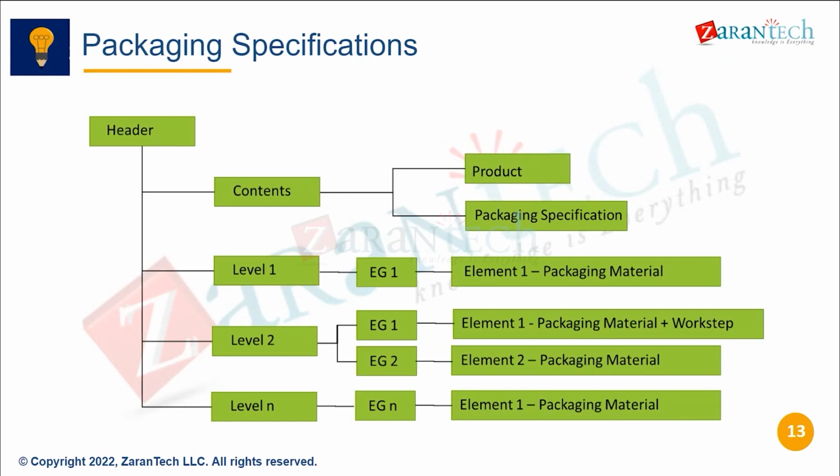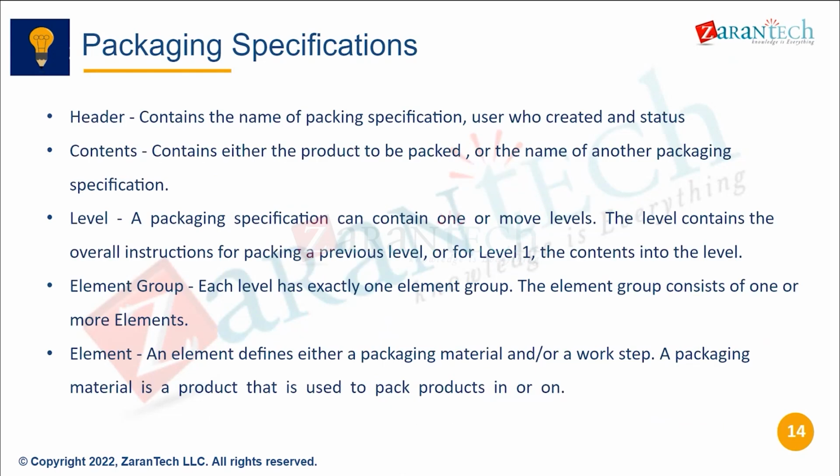Okay. You can see here, at the header level, who has created it and what is the status of the particular packaging specification. Then at the content level, we can see which product has to be packed, and other packaging specification details like how much quantity of those products can be packed into that particular packaging.